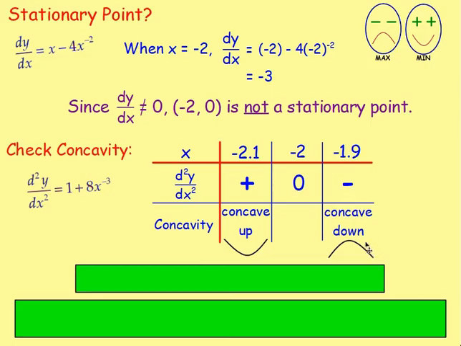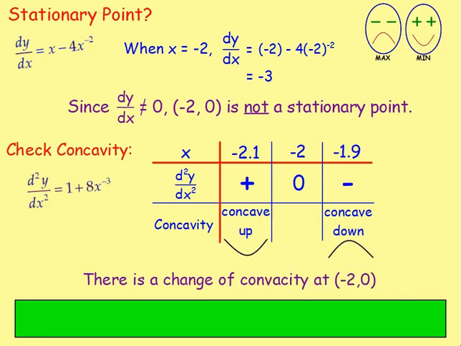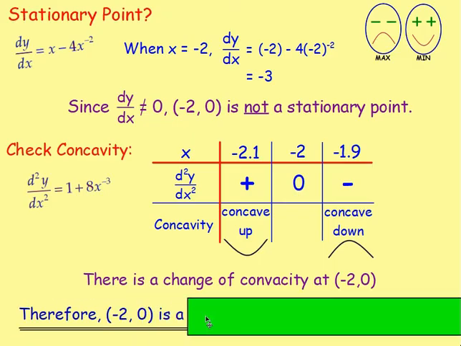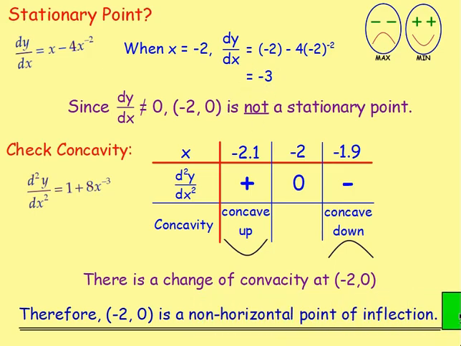Just remember, at a point of inflection, the gradient changes from increasing to decreasing, or vice versa. And you can see here it is changing from increasing, concave up, to decreasing, concave down. So there is a change of concavity at that point, negative 2, 0. So you can say that negative 2, 0 is a non-horizontal or non-stationary point of inflection, because up here the first derivative is not equal to 0.